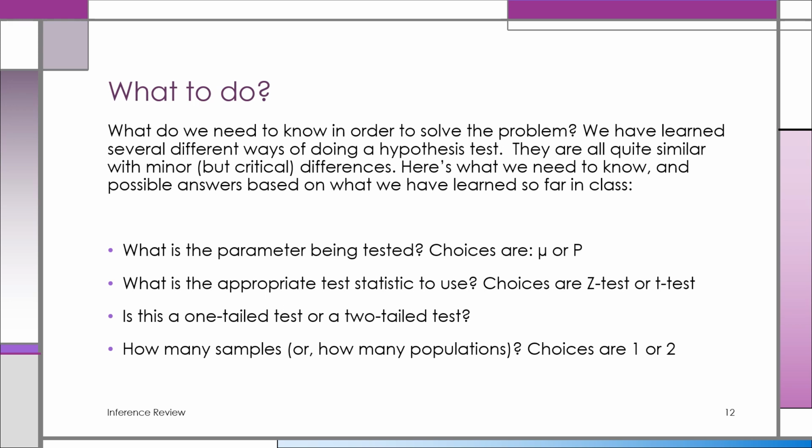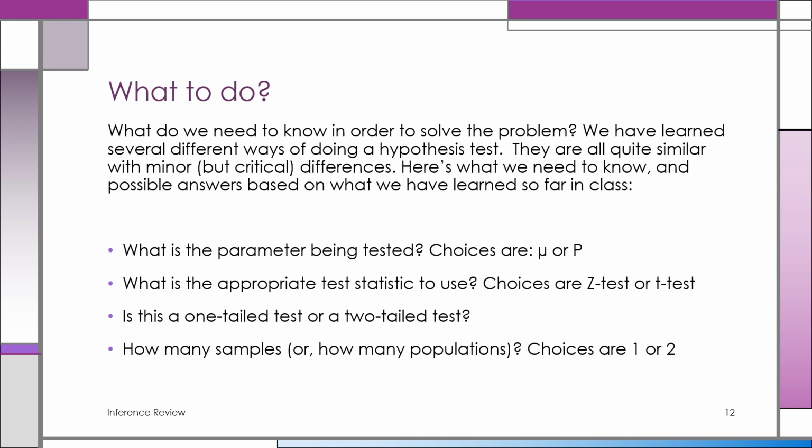Okay, well, let's see. One question you have to look at is, what's the parameter? We've learned to test hypotheses about mu, the population mean, and about p, the population proportion. So those are your only choices. How do I know this? Because that's all we've learned. Second, what is the appropriate test statistic to use? What distributions are we using in order to come up with our decision rule? What have we learned? Only z-test and t-test. So you know it's going to be one of those two.